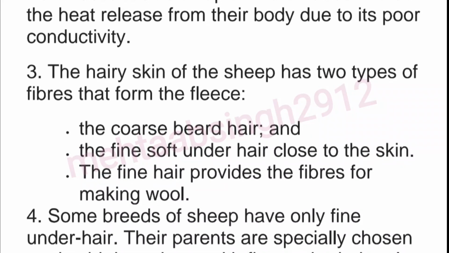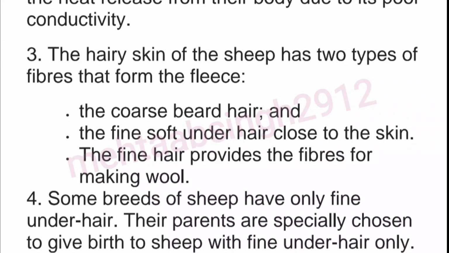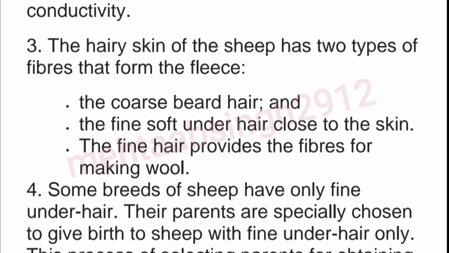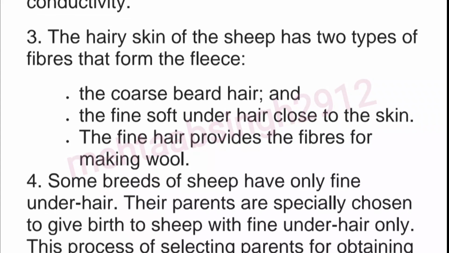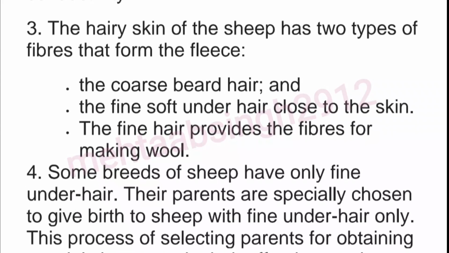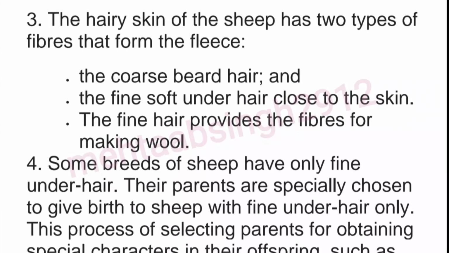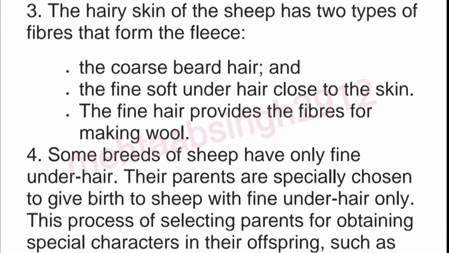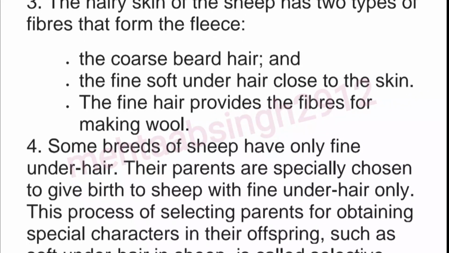Third, the hairy skin of the sheep has two types of fibers that form the fleece, the coarse beard hair and the fine soft under hair close to the skin. The fine hair provides the fibers for making wool. Fourth, some breeds of sheep have only fine under hair.